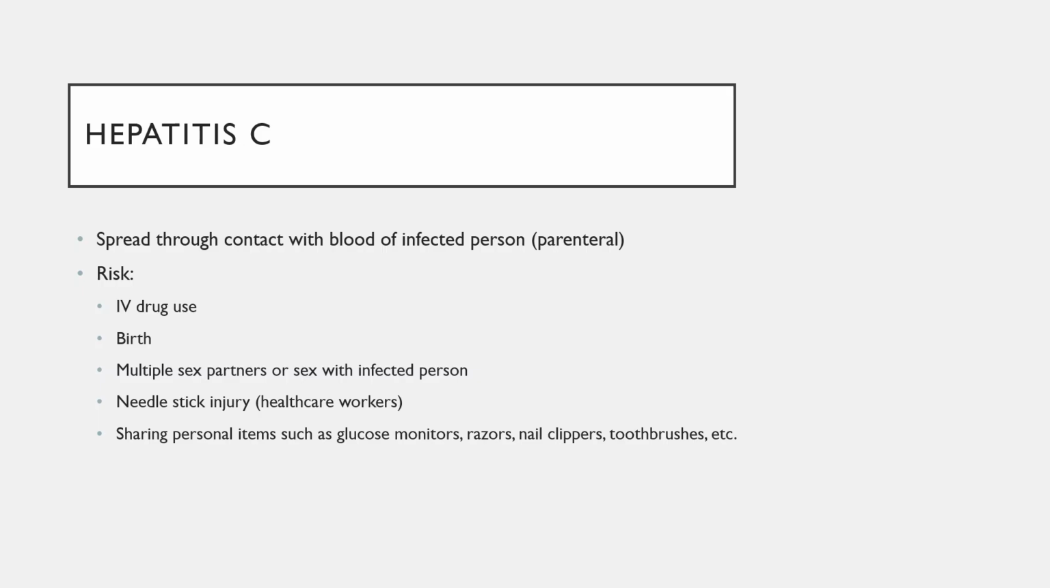Major risk factors: the highest risk remains through IV drug use. Shared needles are essentially an express lane for viral transmission. But it doesn't stop there. We also see risk with birth from an infected mother, multiple sexual partners, less efficient than Hep B but still possible, needle stick injuries, and yes, healthcare workers should perk up a little here, and sharing personal items like razors or glucose monitors. Basically, if blood might be involved, even microscopically, transmission becomes possible.